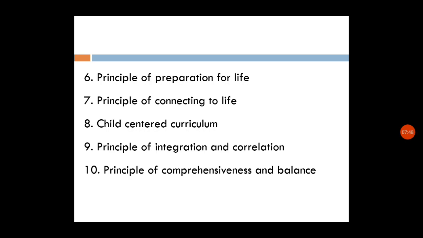Next is the principle of comprehensiveness and balance. We already said that activities should be provided, there should be opportunities for creativity, and rich experiences should be provided to the students. In terms of activity, experiences, and classes, there should be comprehensiveness. There should not be monotonous classes. In between, theory classes, there should be practical experiences. There should be comprehensiveness in assignments, in examinations, in experiences. Everywhere we have to give comprehensiveness.